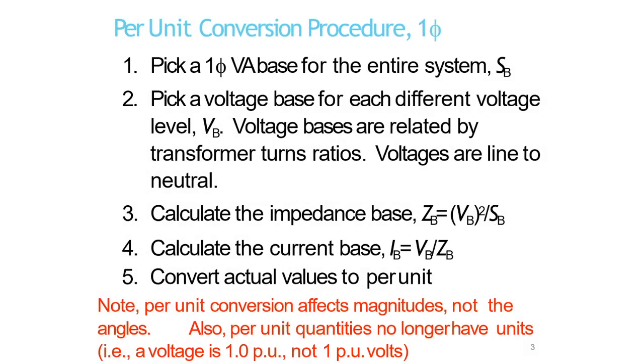So let us see the procedure to convert to per unit. First, for single phase, pick a single-phase volt-ampere base for the entire system, SB. Second, pick a voltage base for each different voltage level, VB. Voltage bases will be related by the transformer turns ratio. Voltages are line to neutral.